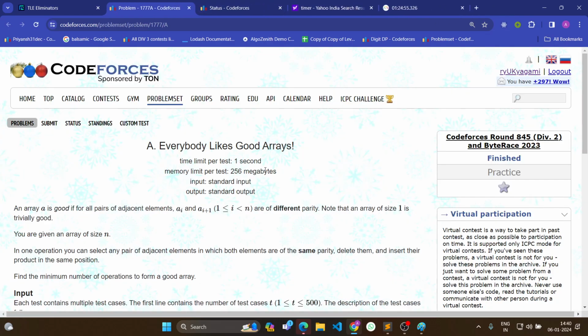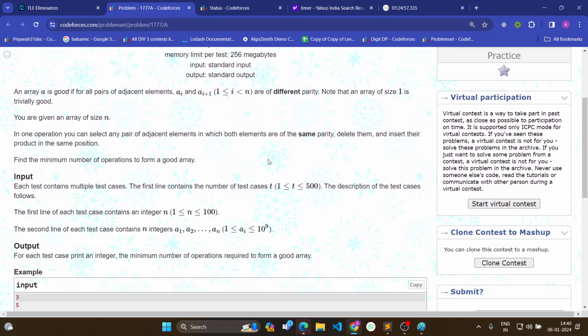Just 3 more questions to go. An array is good if all the elements are of different parity. You know that an array of size 1 is typically good. Delete them and insert their product in some position. Find the minimum number of operations to form a good array.